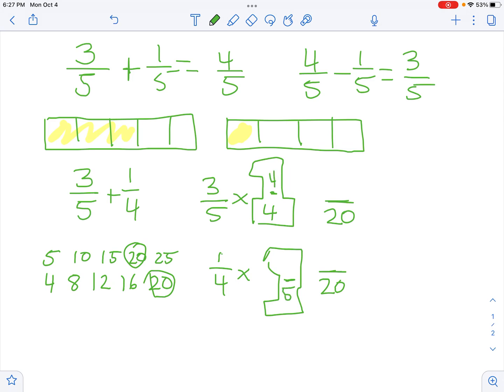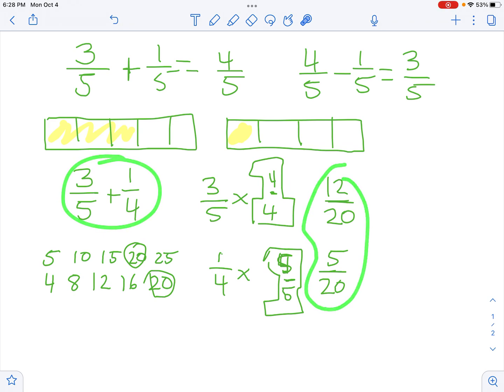So this becomes a form of 1, which is 4 over 4. This one becomes 5 over 5. Sorry, let me say that again. 4 over 4 is the form of 1. 5 over 5 is the form of 1. And then 3 times 4 equals 12. 1 times 5 equals 5. So our new problem is now, instead of 3/5 plus 1/4, it's 12/20 plus 5/20.